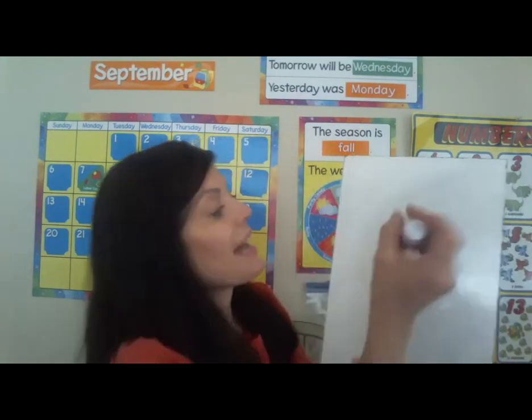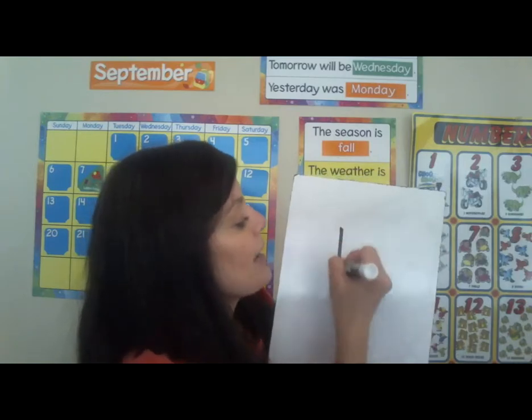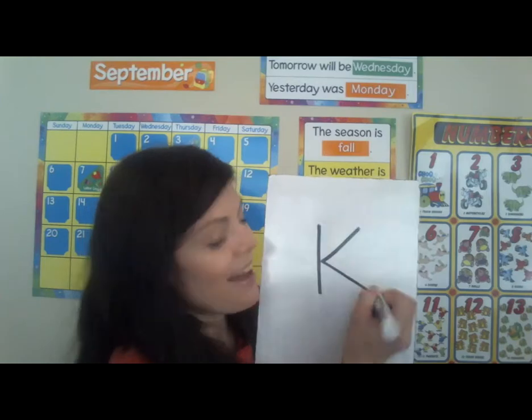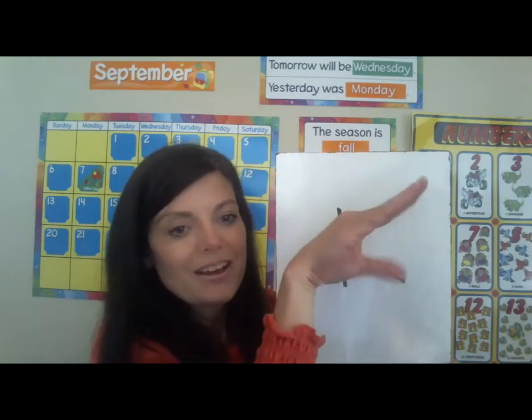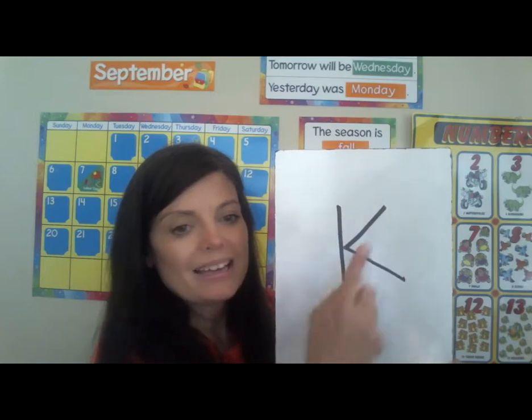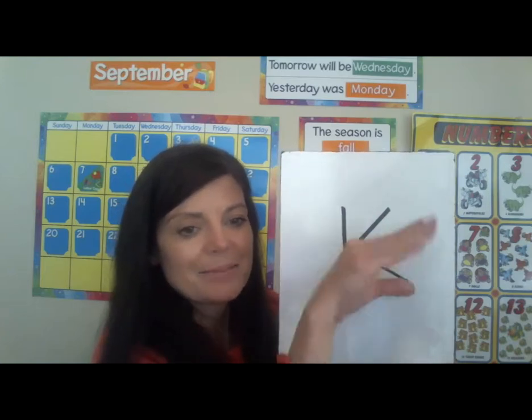I'll show you what I mean. Let's start with the big K. Big K looks like this. It's the number 1 with a big duck's mouth. Look at that big duck's mouth. So it's the number 1 with a big duck's mouth. Let me show you on the handwriting house how to write it.